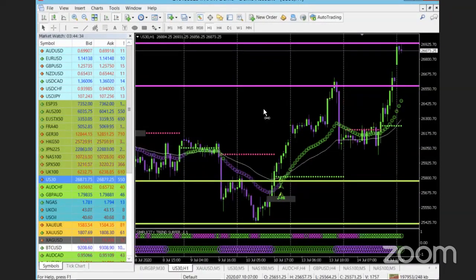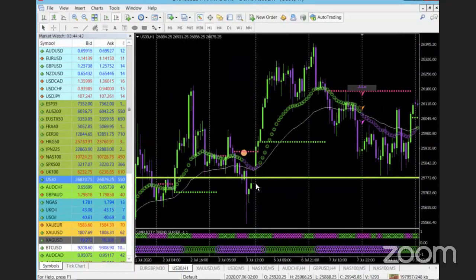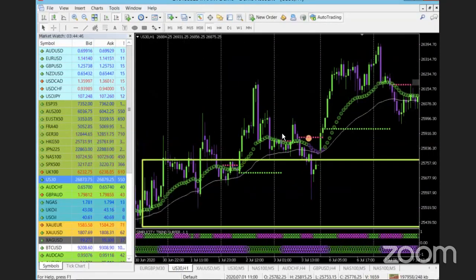Yeah, I trade zone to zone. So the breakout, retest, and that's a good way to trade. Honestly, that's a very good way to trade. But this is what it looks like, 1 hour time frame.